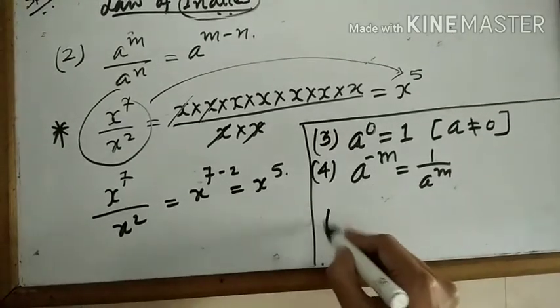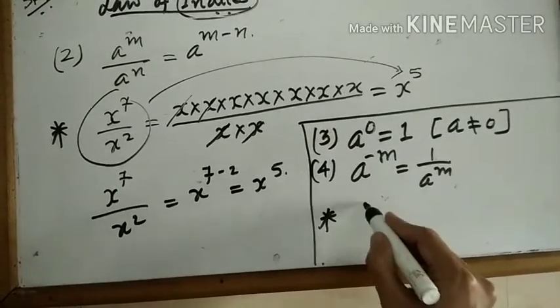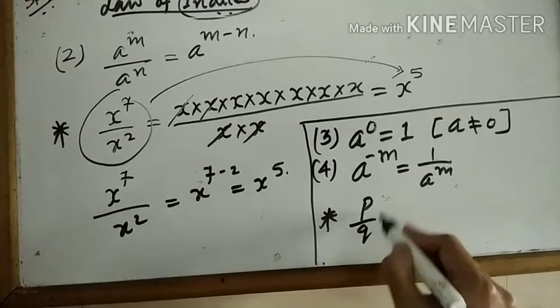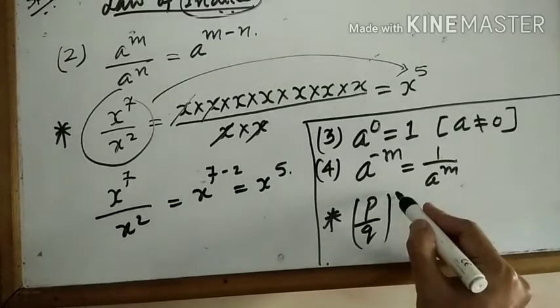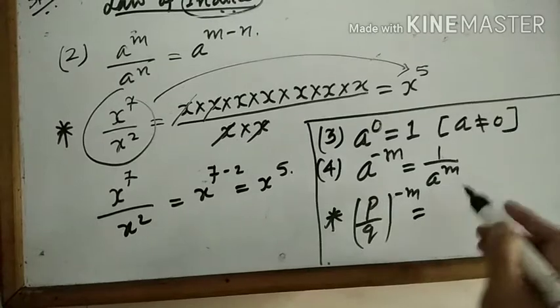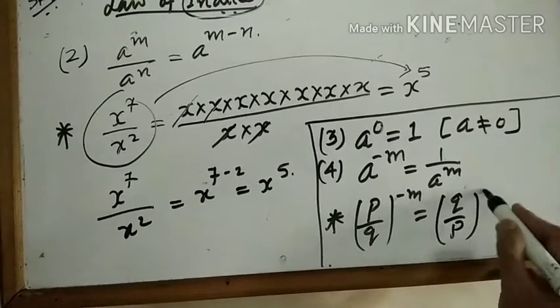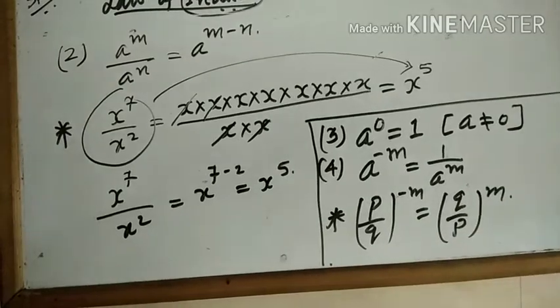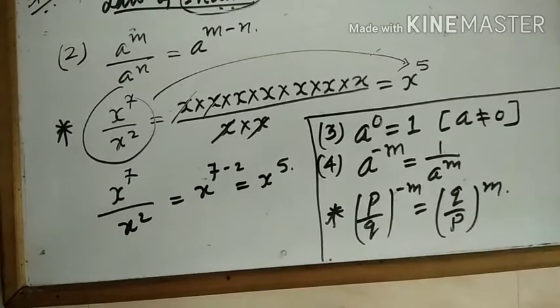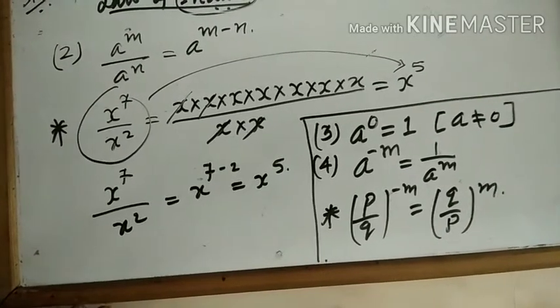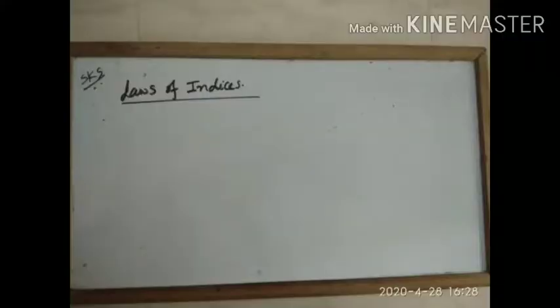And the expanded part of this particular rule is, suppose I am having a fraction p upon q whole raised to negative m, then I have to write it down as q upon p whole raised to positive m. This is the fourth rule. You should know that we have done 4 rules till now. 3 more rules we are going to understand.